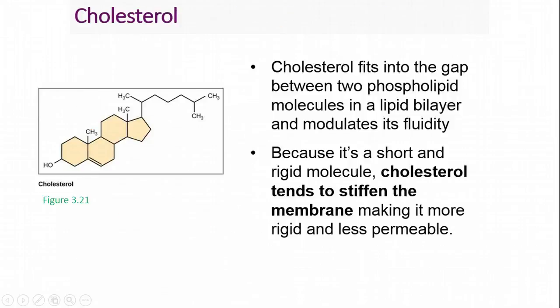The final lipid that's important for our discussion of cell membranes is cholesterol. Cholesterols are defined by their rigid ring here that I've just circled. And these fit into the gap between the phospholipid molecules in our bilayer membrane that we were just discussing. And these modulate its fluidity. Because this cholesterol is a short and rigid molecule, again rigid due to these ring structures here, cholesterol tends to stiffen the membrane, which makes it more rigid and less permeable.